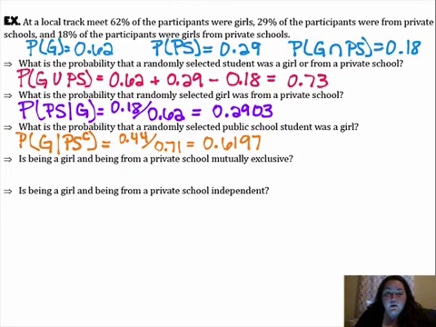Alright, is being a girl and being from private school mutually exclusive? Does the intersection equal 0? No, so they're not mutually exclusive.